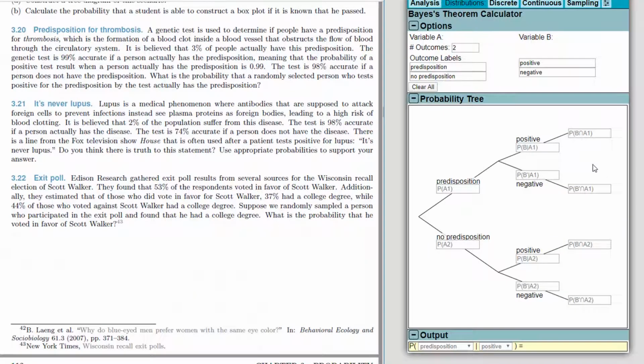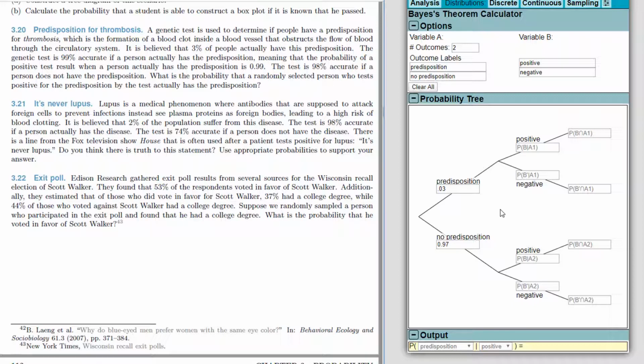All right, so we have the blank tree now, and we can start adding some probabilities. It says that 3% of the people have the predisposition, so that's what we want to start with, 0.03. And as you enter it, it's going to calculate the complementary probability. Anything it can calculate for you, it will as you enter the data.